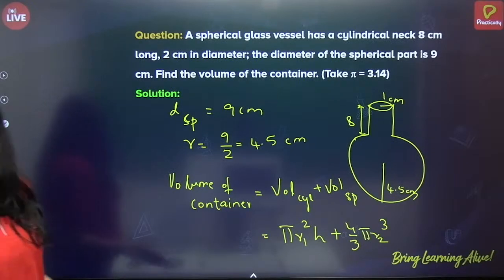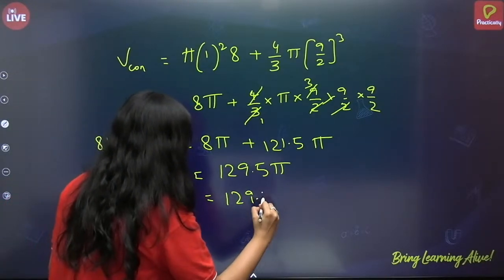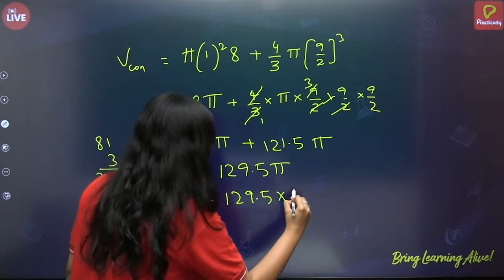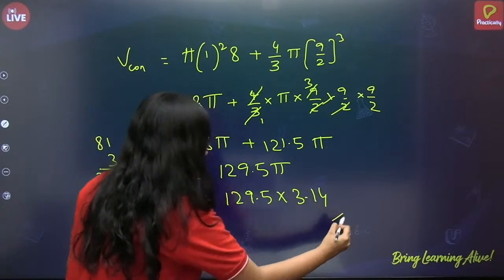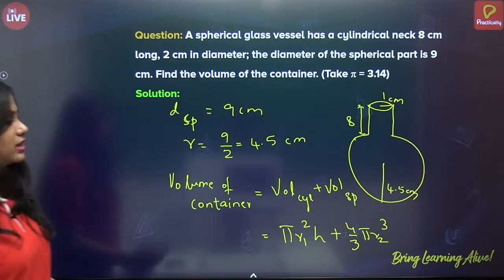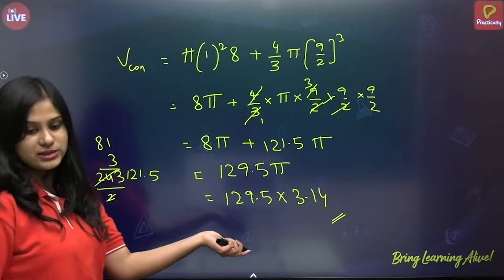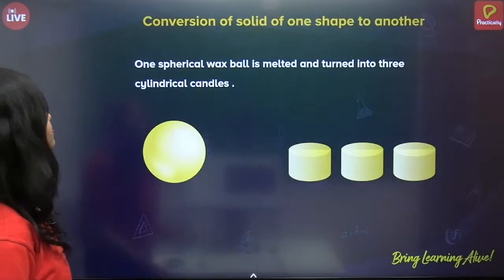So what is the value of pi? They have asked us to take 3.14. So just multiply this 129.5 into 3.14. You will be getting the answer in centimeter cube. Correct? So I'm not doing the calculation. I hope you can do it. It's very easy. Correct? Next.